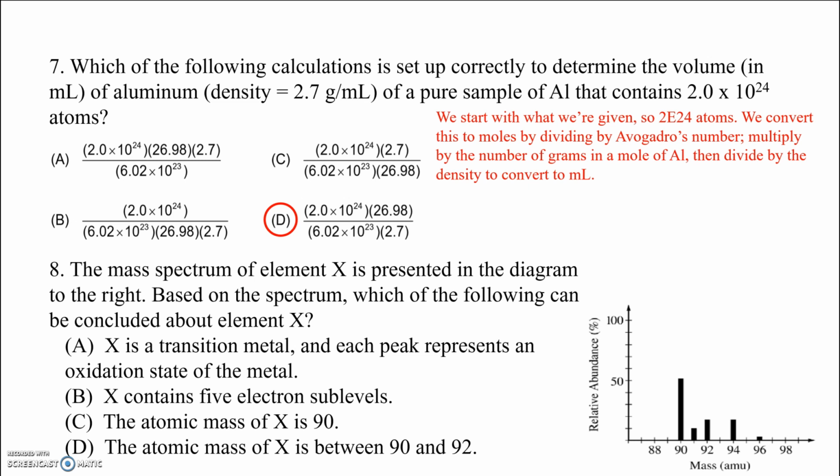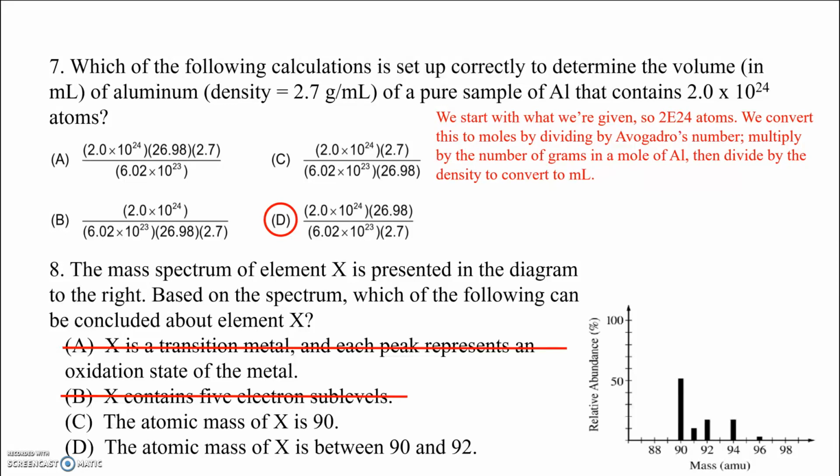All right, going on to number 8. The mass spectrum of an element X is presented in the diagram to the right. Which of the following can be concluded, or which of the following is true? Well, if this is element X, it's a fair bet that it is a transition metal, but these peaks represent isotopes. They do not represent oxidation states. So A cannot be right. And furthermore, since these peaks are isotopes, they don't have any relationship to different electron sublevels. They're only an indication of the number of neutrons that are in the sample.